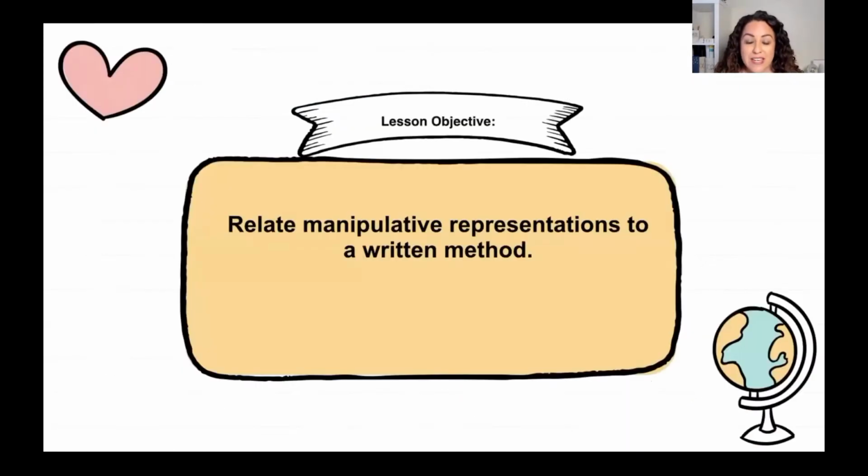Our objective today is we are going to relate manipulative representations to a written method. And what that means is that we are going to be composing 2 times like we did during our last lesson, but we're going to show you how to write it in the algorithms. That way, every time you do this, you don't have to write a place value chart.